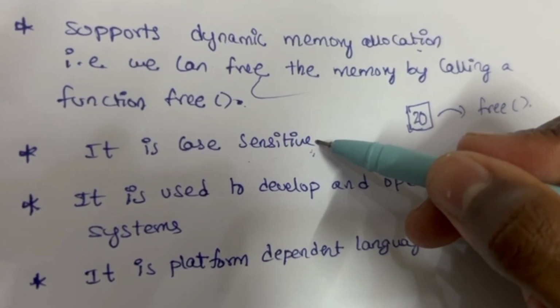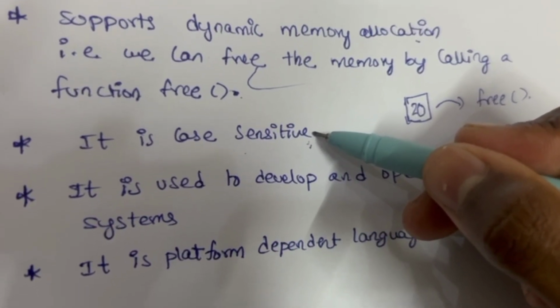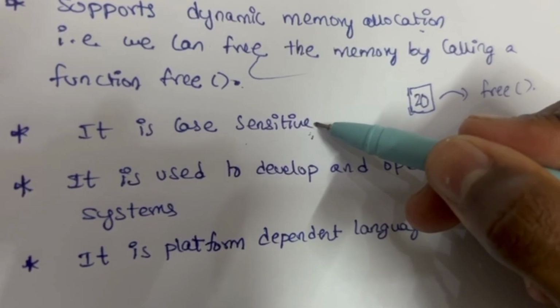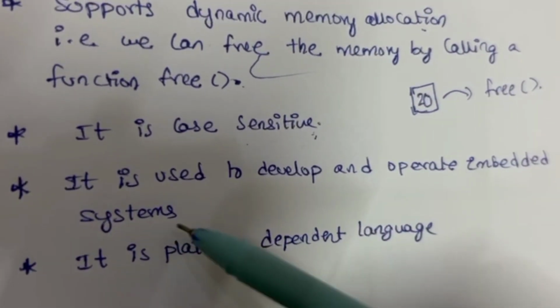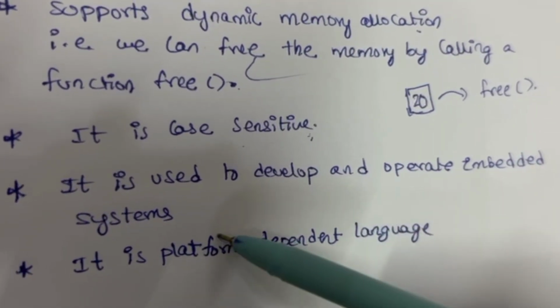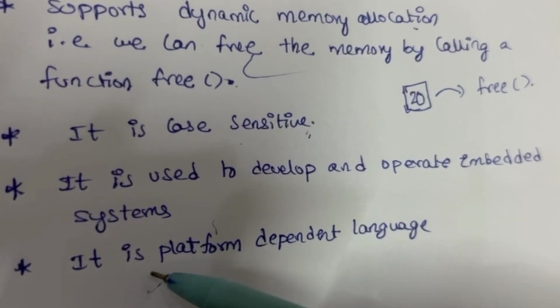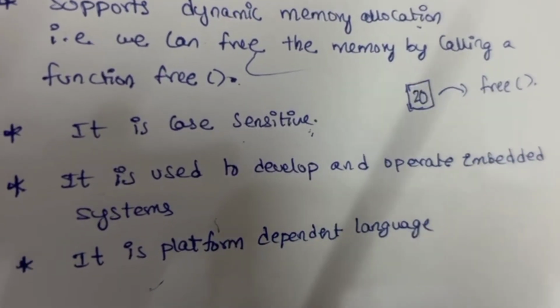Next one, it is case sensitive. Case sensitive is nothing but it will have some rules and procedures for where to use capital letters and small letters. Next one, it is used to develop and operate embedded systems. And the last feature is that it is a platform dependent language.